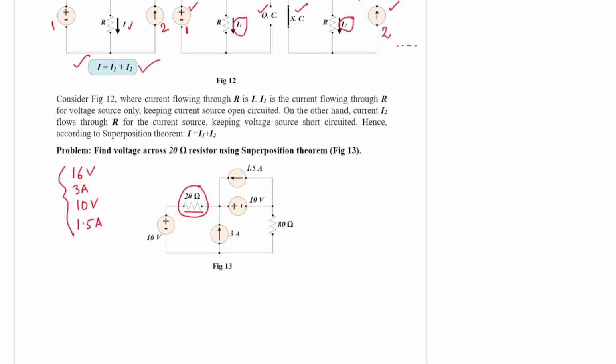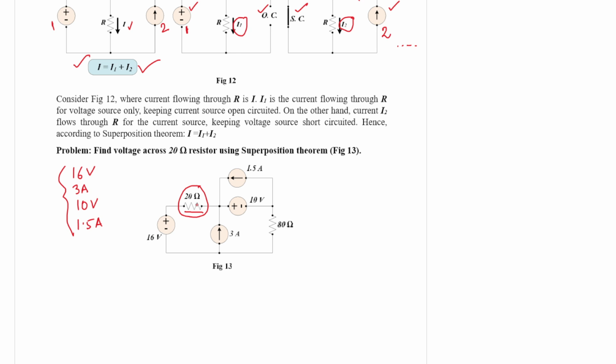In order to find the voltage across the 20 ohm resistor, you need to first calculate the current flowing through this 20 ohm resistor. Once you have the current flowing through, you just multiply that current by 20, and you will get the voltage across the 20 ohm resistor. So the current flowing through the resistance is the main thing. Once you get the current, you will get the voltage drop.